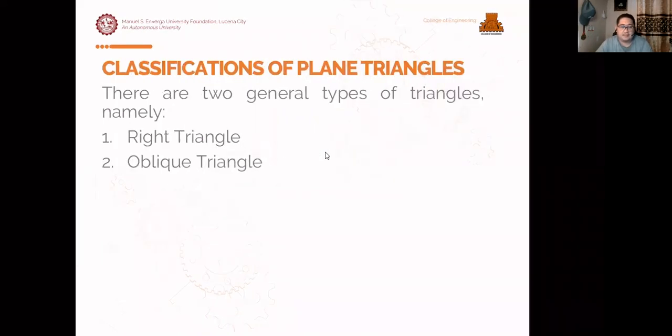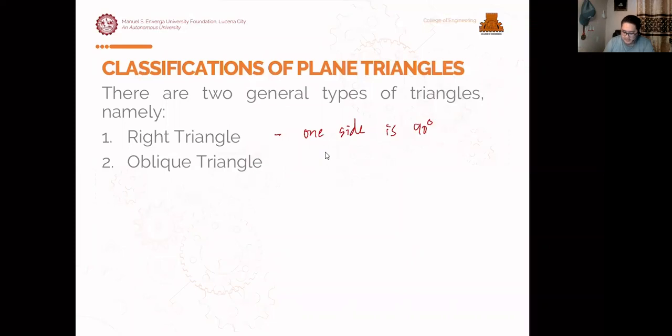Then plane trigonometry, the study of plane triangles, has two general types of triangle. So yun yung right triangle natin tsaka oblique triangle natin. So pag sinabing right triangle, meron tayong isang side na 90 degrees, no? One side is 90 degrees.